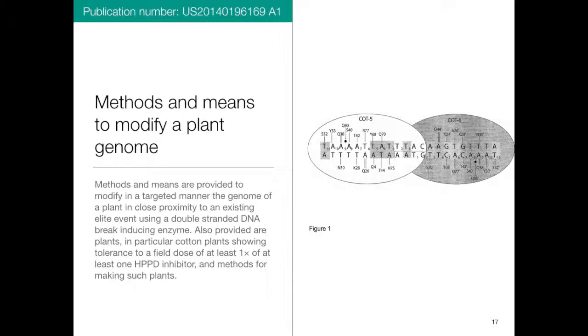Number 16. Methods and means to modify a plant genome. Methods and means are provided to modify in a targeted manner the genome of a plant in close proximity to an existing elite event using a double-stranded DNA break-inducing enzyme. Also provided are plants, in particular cotton plants showing tolerance to a field dose of at least 1 multiplication of at least 1 HPPD inhibitor, and methods for making such plants.